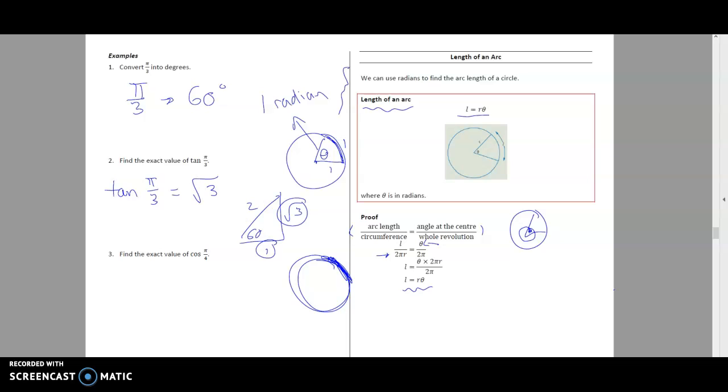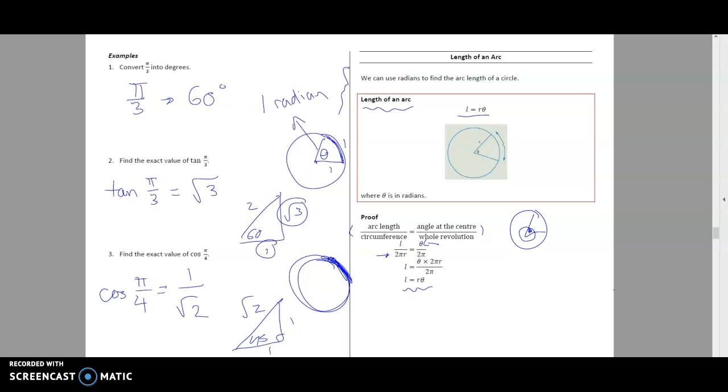Exact value of cos pi on 4. Pi on 4 is 45, so we'd refer to our exact value triangle with the 45 in it, and cos will be 1 over root 2. So cos of pi on 4 is 1 over root 2. It's the same sort of process, except we're now using our radian angle measure.